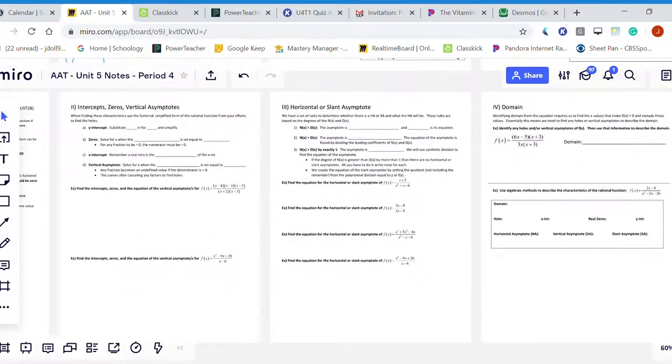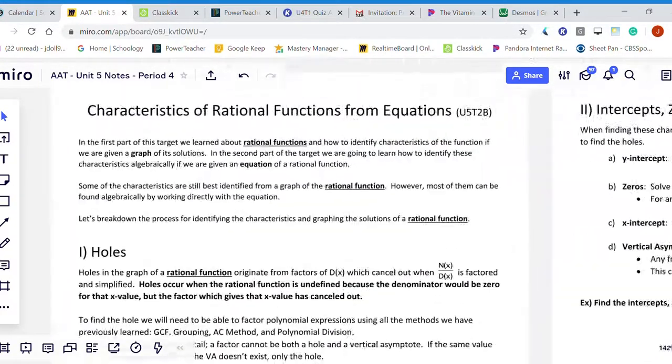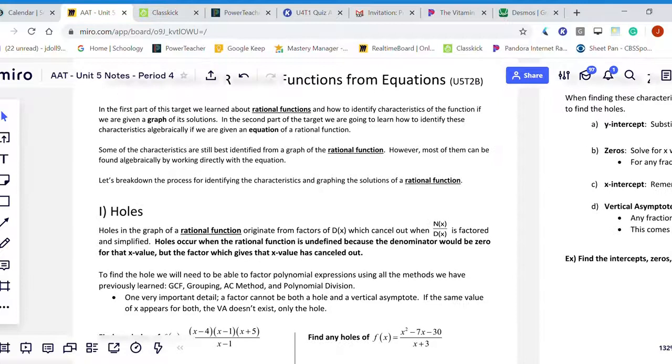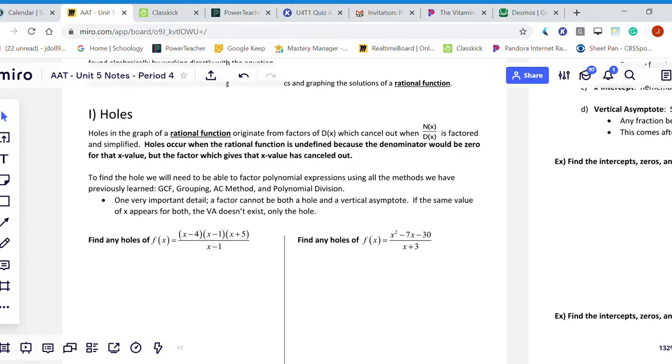All right, so let's come back to the beginning here. As I said above, there are times where our graphing utilities, our ability to graph, does not really give us enough accurate information to know everything we need to know about our rational functions. So what we're going to talk about first is how we find holes algebraically.